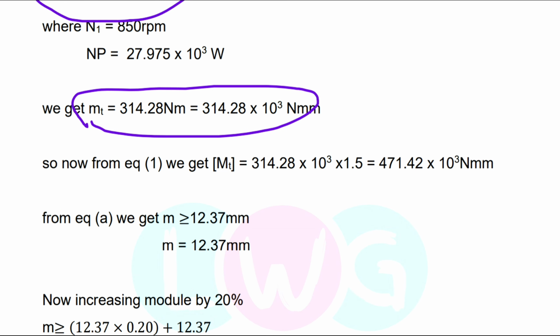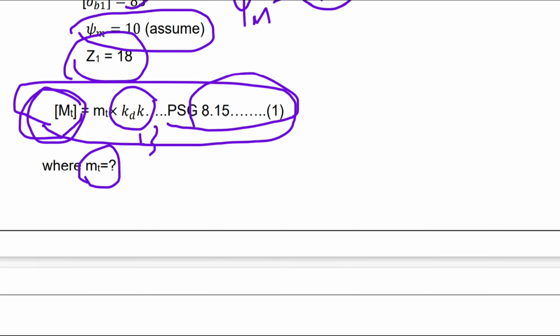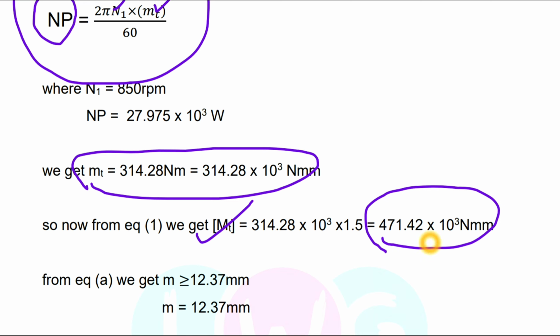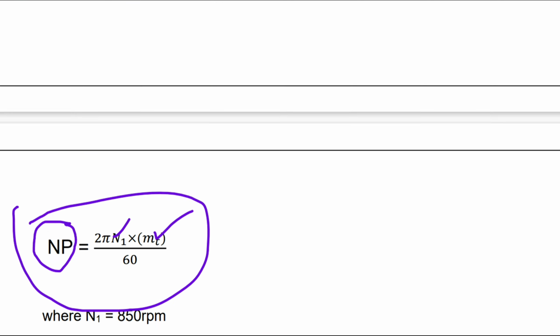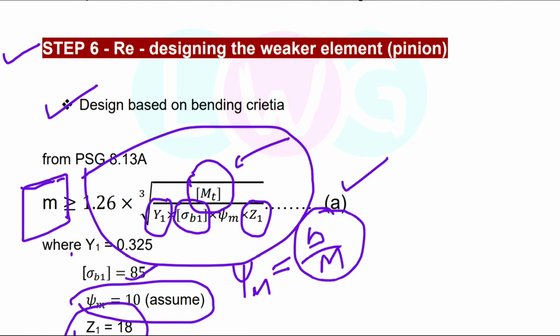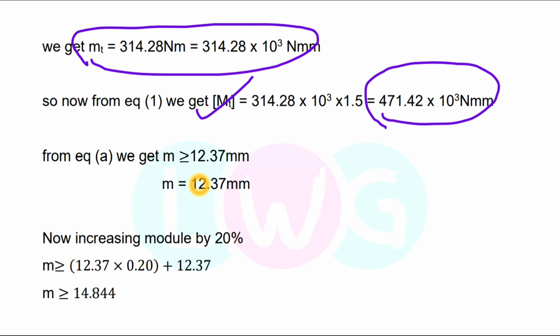Okay, so see here, as we get mt, now from equation 1 we will get capital MT, which denotes nominal twisting moment. We will get the nominal twisting moment, which will be 471.42 into 10⁻³ Newton mm. After getting this value we will put it in the main equation A. Here we will put the MT value and substitute all other values. We will get small m, and this small m denotes module. So small m we will get 12.37.